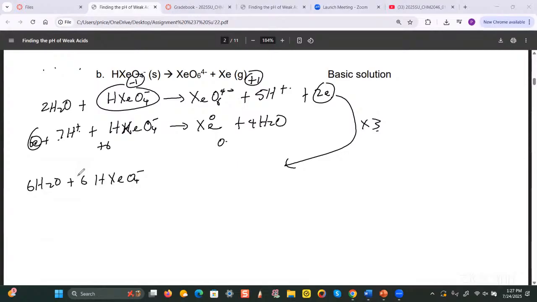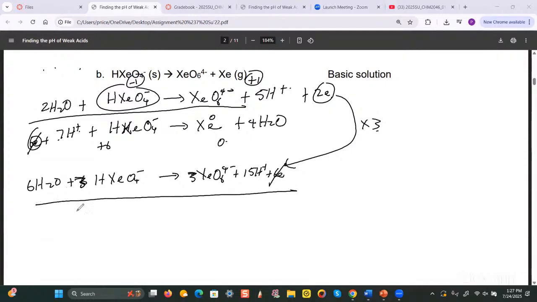Not 3, I'm sorry, not 6, 3, I'm sorry. And then on this side, you're gonna have 3 XeO6 4 minus plus 15 hydrogen ions plus 6 electrons. And as she correctly said, when you add this equation to this equation, you want to cancel out the electrons, right? Are there any other items that can be canceled out when you add these two equations?